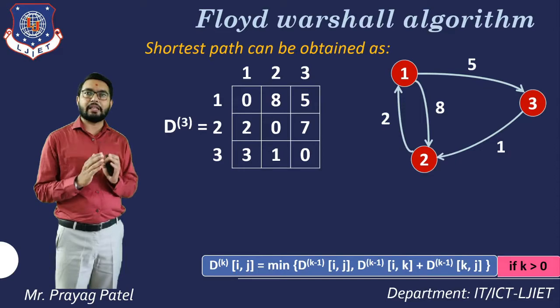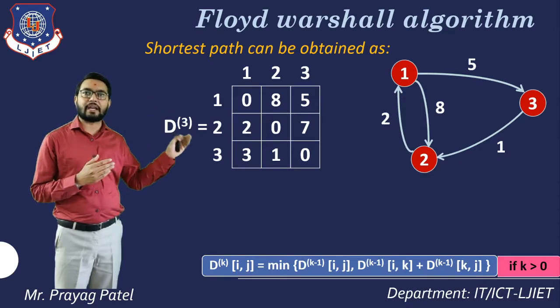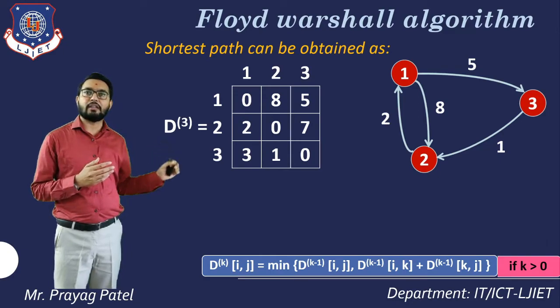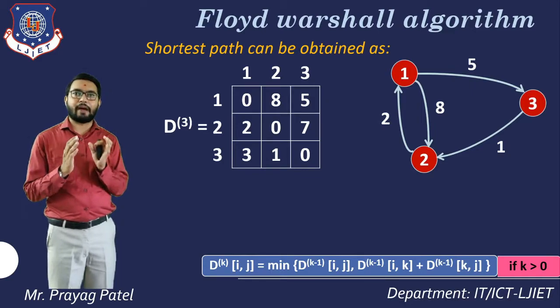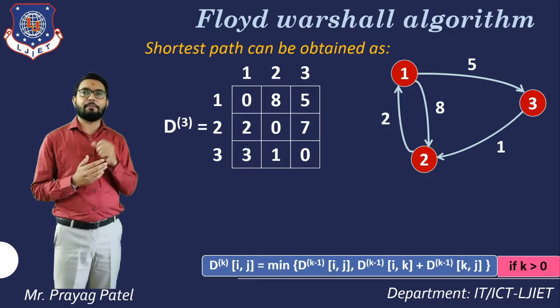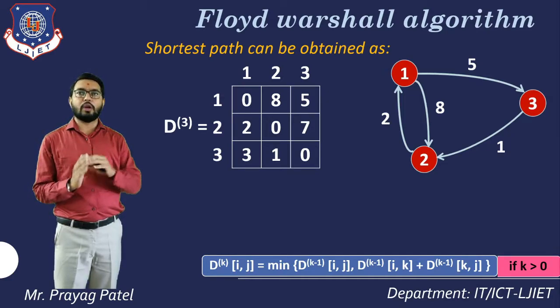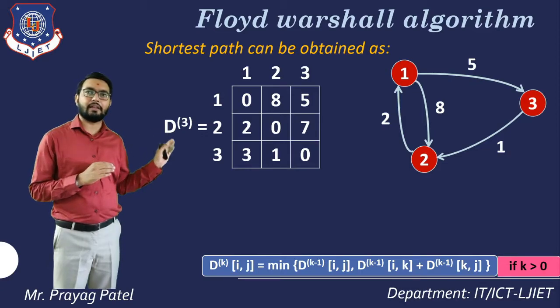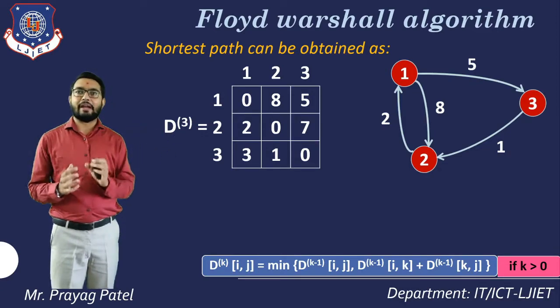In table D3, the values are 0, 8, 5 in the first row, then 2, 0, 7 in the second row, and 3, 1, 0 in the third row. So we consider this table as our final table for the Floyd Warshall algorithm for all pair shortest path. It means the shortest path value from every node to all remaining nodes is this. So this table is our final answer.